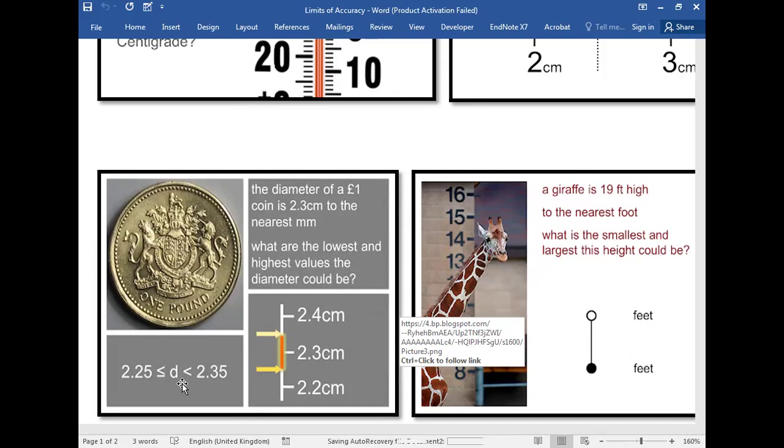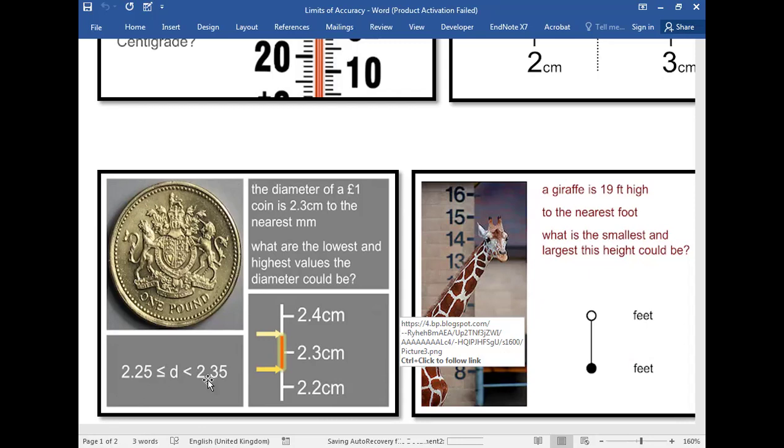0.05. 0.05 आप इसमें add करें तो 2.35, subtract करें तो 2.25. So you will say, sir, 2.3 तो हमने बता दी, and that was a limit of our accuracy due to the apparatus that we had. But it is possible that the diameter can exist in between any of these values. This 2.35 is called the upper bound, and 2.25 is called the lower bound.